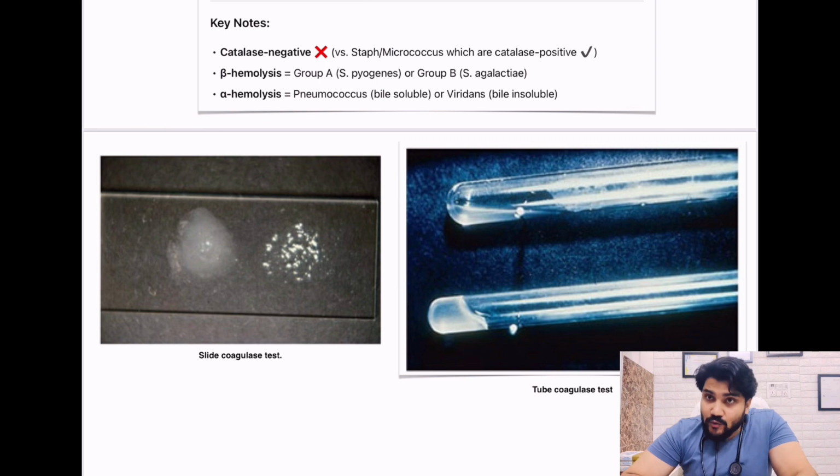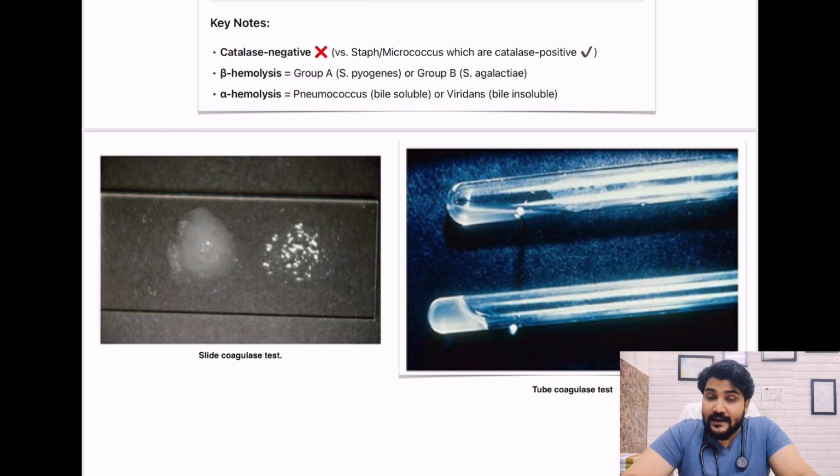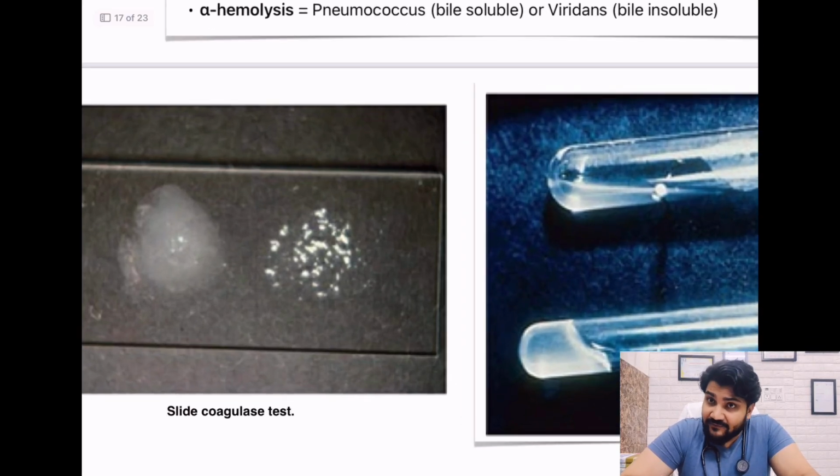Okay, how you can do it? Slide coagulase and tube coagulase test. These are the two tests related to coagulase. Okay, so this is used for Staphylococcus specification: which species it belongs to, whether it belongs to Staphylococcus aureus or to the coagulase negative Staphylococcus, like Staphylococcus epidermidis, Staphylococcus saprophyticus, Staphylococcus lugdunensis.